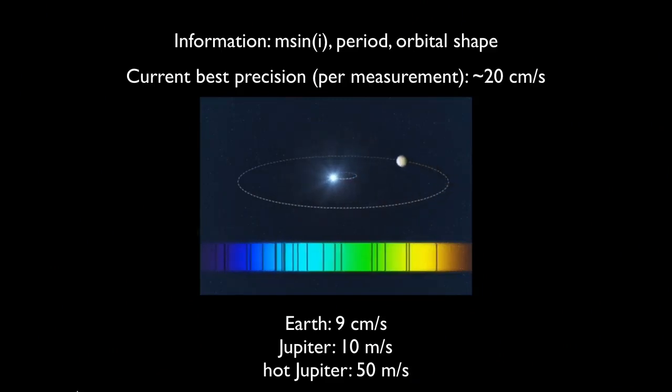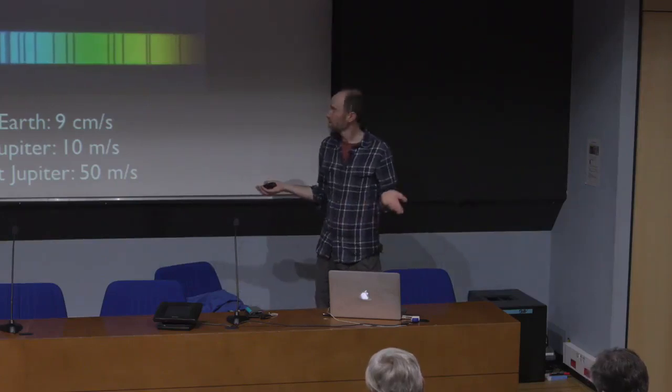So currently, the best instrument that does this can measure with a precision of about, say, 20 centimeters per second on the star's velocity. The smallest amplitude signal that has ever found a planet is a couple meters per second, which is the speed of a medium-paced walk, which is not too bad.